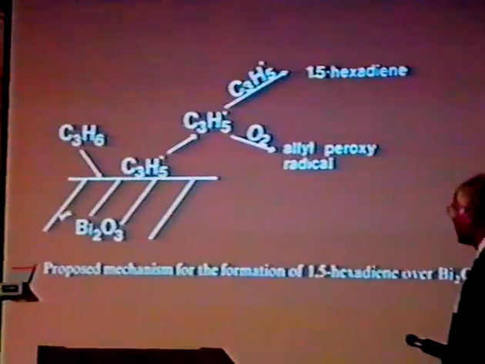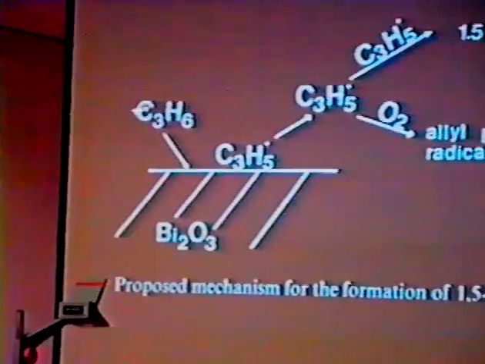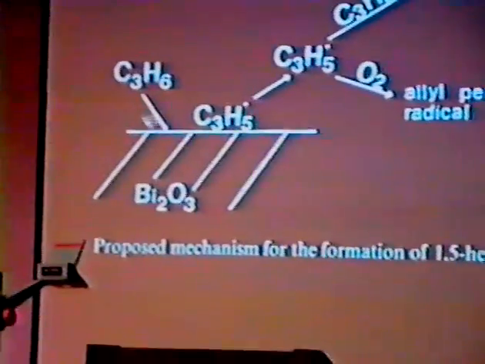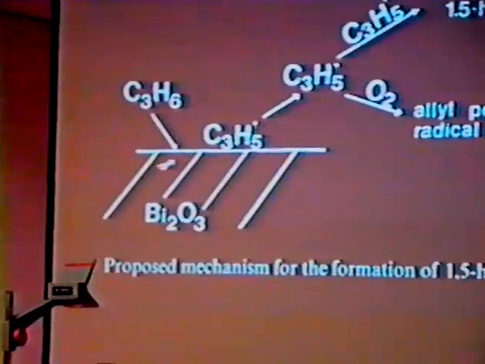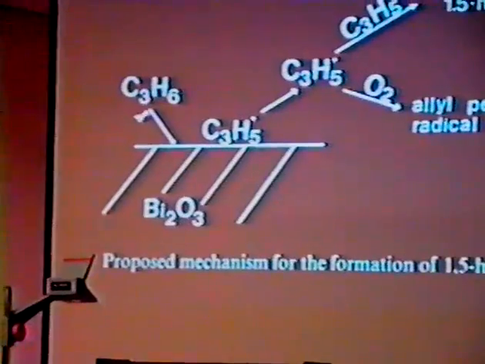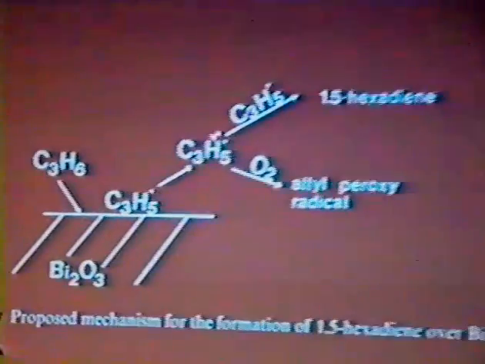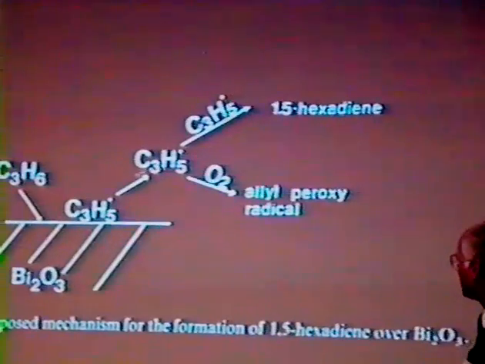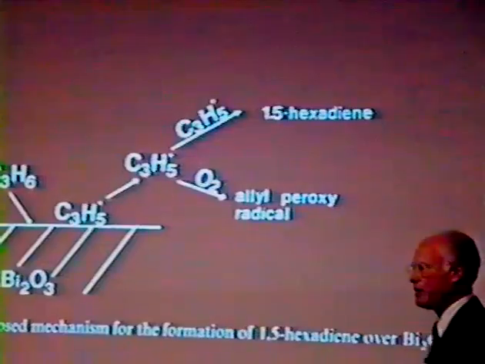And so we picture a reaction such as this occurring: the propylene attacks the surface or is adsorbed on the surface and interacts with an oxygen, which is part of the bismuth oxide. Hydrogen is abstracted, we make the allyl radical, and then the allyl radical enters the gas phase, and provided that there's no excess oxygen there, we will be able to collect it.